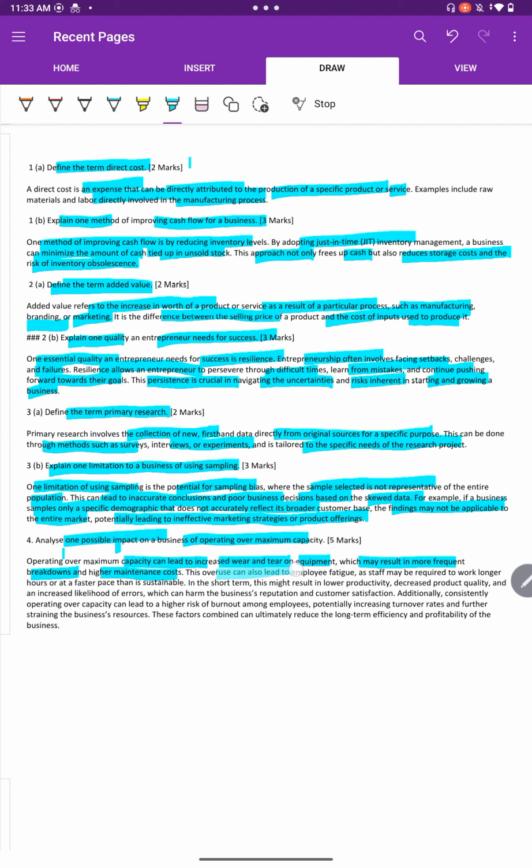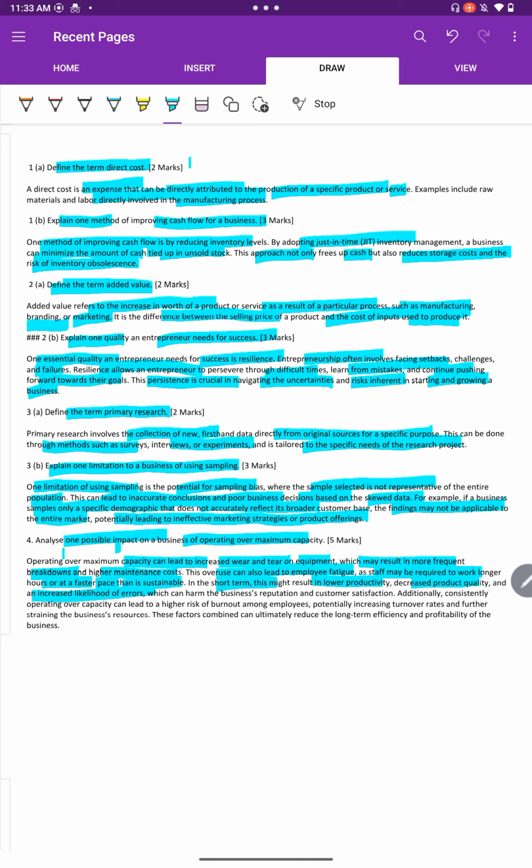This overuse can also lead to employee fatigue. Of course, you have to impose a very longer time period on your employees, and that's why your employees will be feeling fatigue, as staff may be required to work longer hours at a faster pace than is sustainable. So in the short term, this might result in lower productivity, decreased product quality, and an increased likelihood of errors.